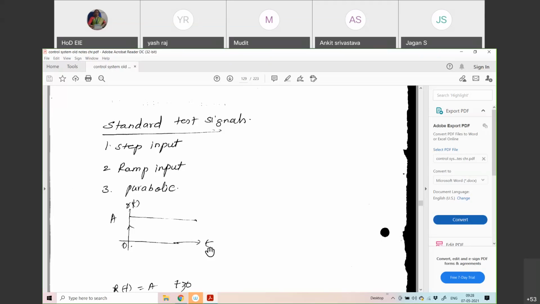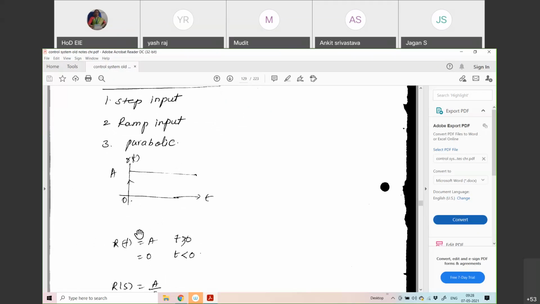You know that the step input can be represented by an amplitude A. This is generally represented as U of T, but whatever symbol you give doesn't matter. The unit step input has an amplitude of 1 for T greater than or equal to 0, and it is 0 for T less than 0. If it is defined as R of T is equal to A, where A is the amplitude of the step signal for T greater than or equal to 0, the amplitude is 0 for T less than 0.